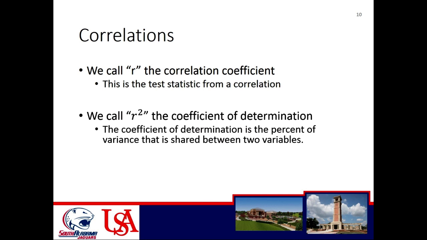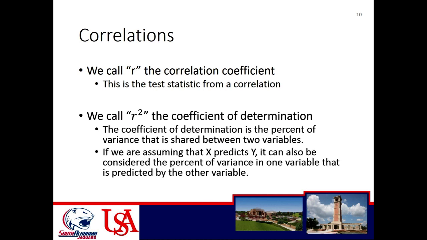And also related to that, if we're assuming that x predicts y, it can also be considered the percent of variance in one variable that's predicted by the other variable. So the amount of variance that's explained in that outcome variable. And we can only really do that if we're assuming that x predicts y. And as we'll talk more about, correlation does not equal causality, but we'll come back to that.